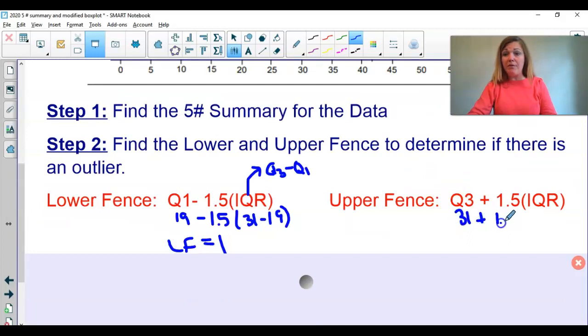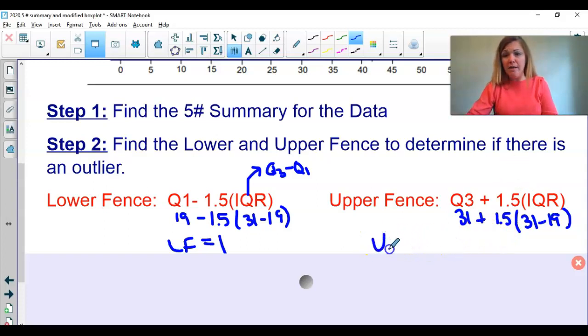Plus 1.5 times the IQR. So my IQR is 31 minus 19. Again, I gave you that formula in the part 1 notes. I'm going to type it in all at once. I am not going to add these together and then multiply because that's not following the order of operations. So 31 plus 1.5 times (31 minus 19), and that gives me 49.